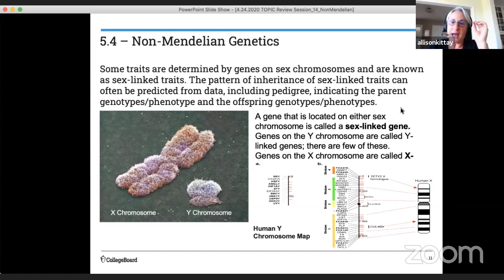And that is probably the most important one on the Y chromosome is the SRY gene. And that determines, during embryonic development, it will determine the male sex characteristics. So most of the sex-linked traits are going to be carried on the X chromosome. And so when we talk about sex-linked traits, we're really talking about X-linked traits.